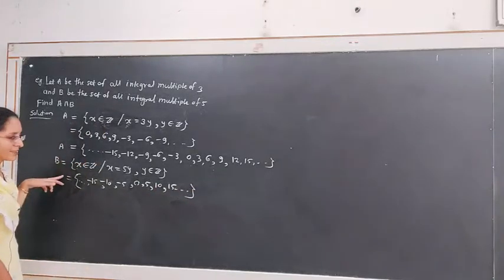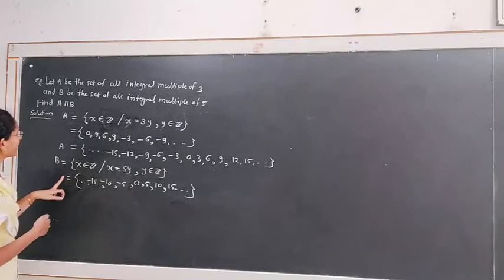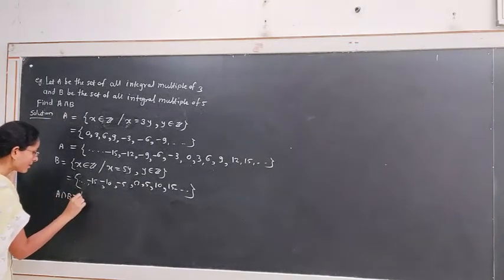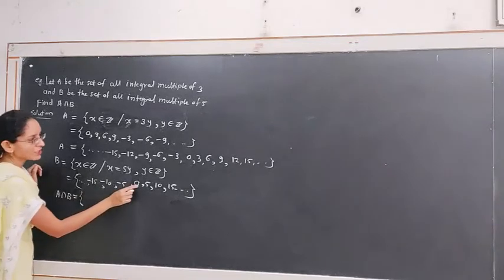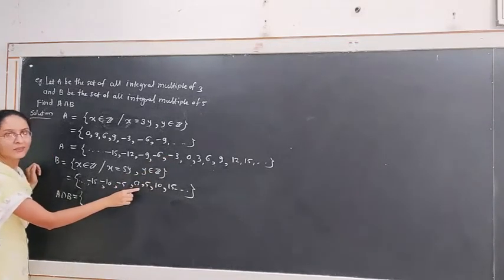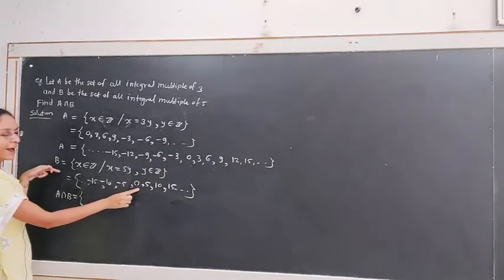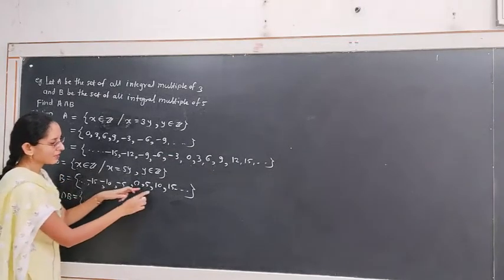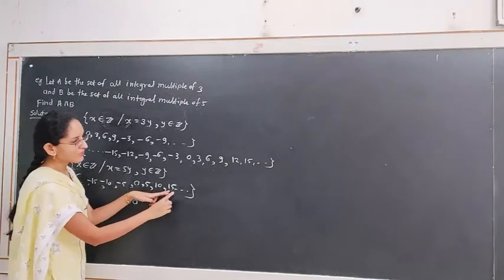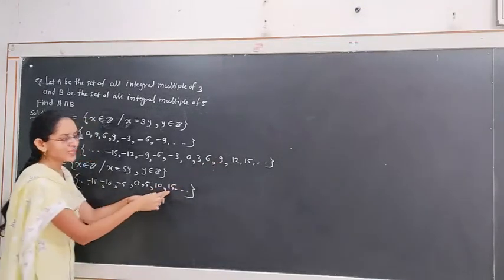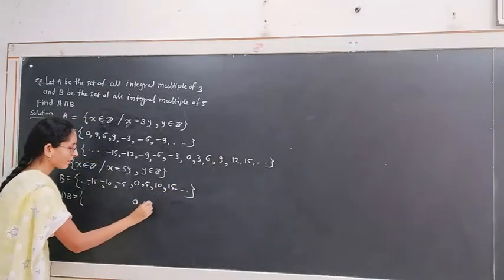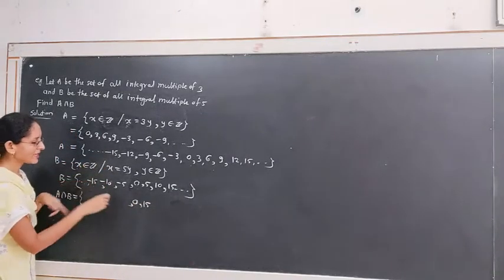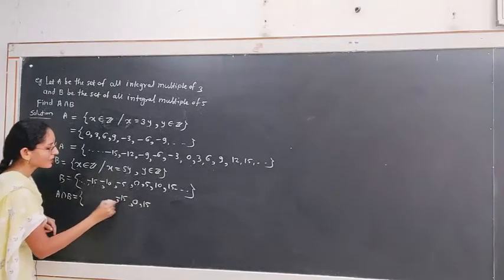This is set A and this is set B. Now see the intersection of A and B. What is the intersection? 0 belongs to both the sets. We take common elements of the sets A and B. Then the next common element is 15. 15 belongs to set A as well as set B. And minus 15 belongs to A as well as B. Hence minus 15 belongs to the intersection.